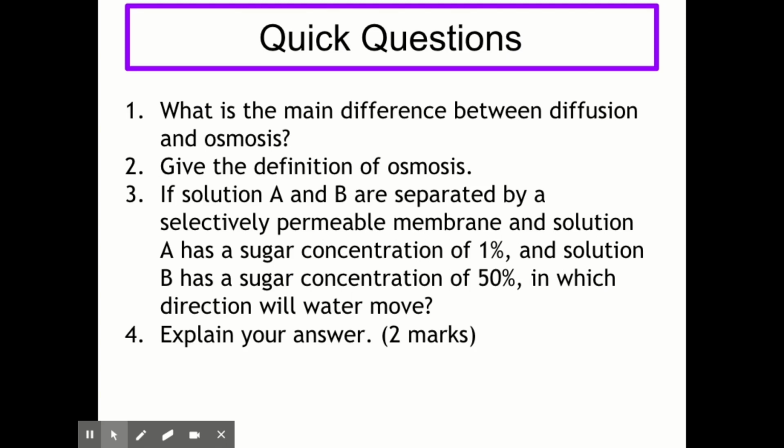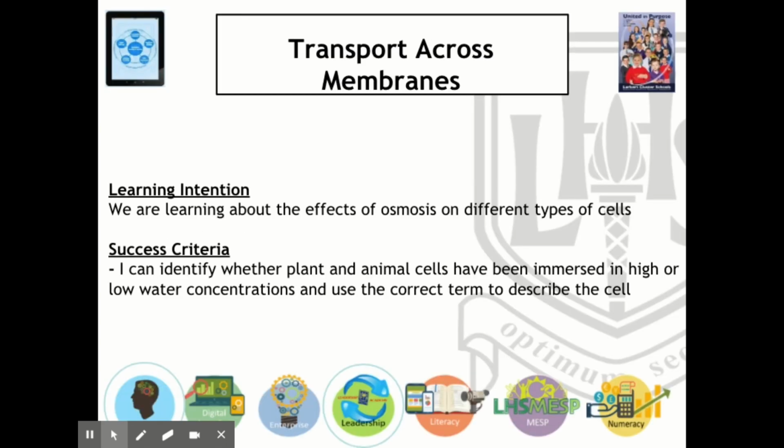So now we know what osmosis is and how to do basic problem solving about the movement of water across selectively permeable membranes. We're now going to learn about the effects of osmosis on the different types of cell we spoke about in KA1, so cell structure. I want you to be able to identify whether plant or animal cells have been immersed in high or low water concentrations and use the correct terms to describe those cells.